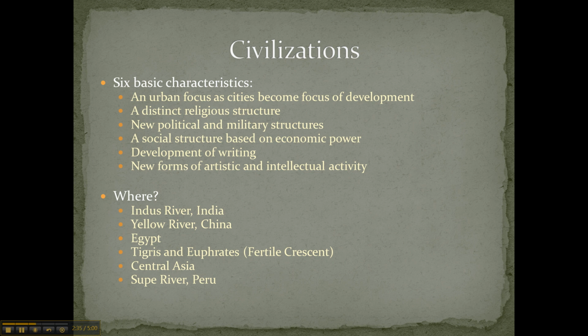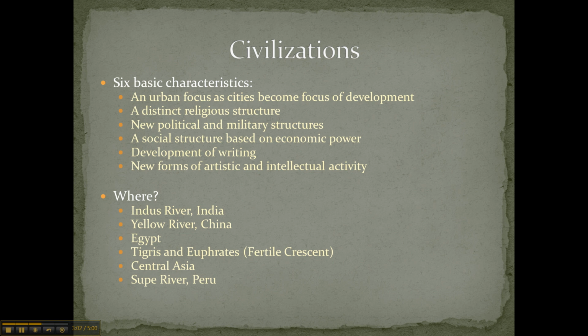And some of the best known early ones are listed here, including the Indus River in India, the Yellow River in China, Egypt, which we're going to look at next week, in the Near East, particularly around the Tigris and Euphrates rivers, and Central Asia, around Turkmenistan and Uzbekistan, as we know them today. Those, by the way, are recent archaeological discoveries, and the Supe River in Peru.